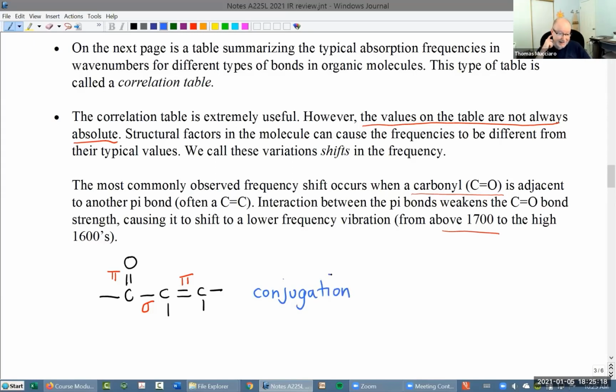And we're going to talk about that in second semester in more detail. But one of the things that conjugation does is it weakens the C double bond O. It makes that spring weaker. Remember I said when the spring is weaker, the frequency goes down. So if the frequency was 1700, we make it weaker, now it's going to go into the 1600s. Okay? Does that make sense? And so very often, for example, we will see a C double bond O vibrate at 1685 because it's conjugated with a benzene ring. It's next to a benzene ring.